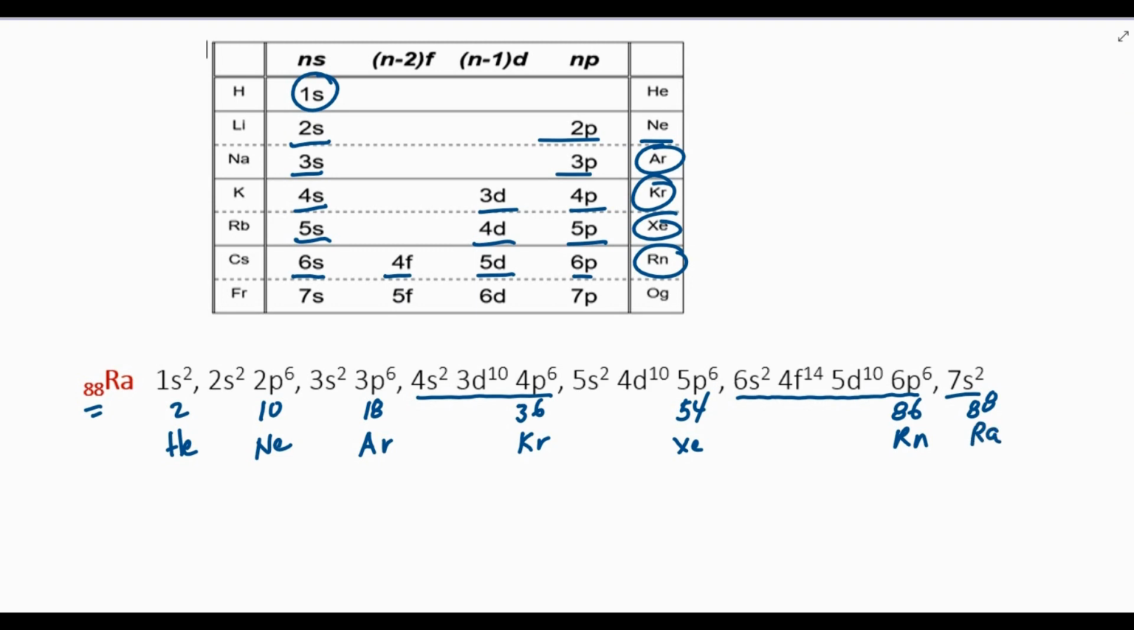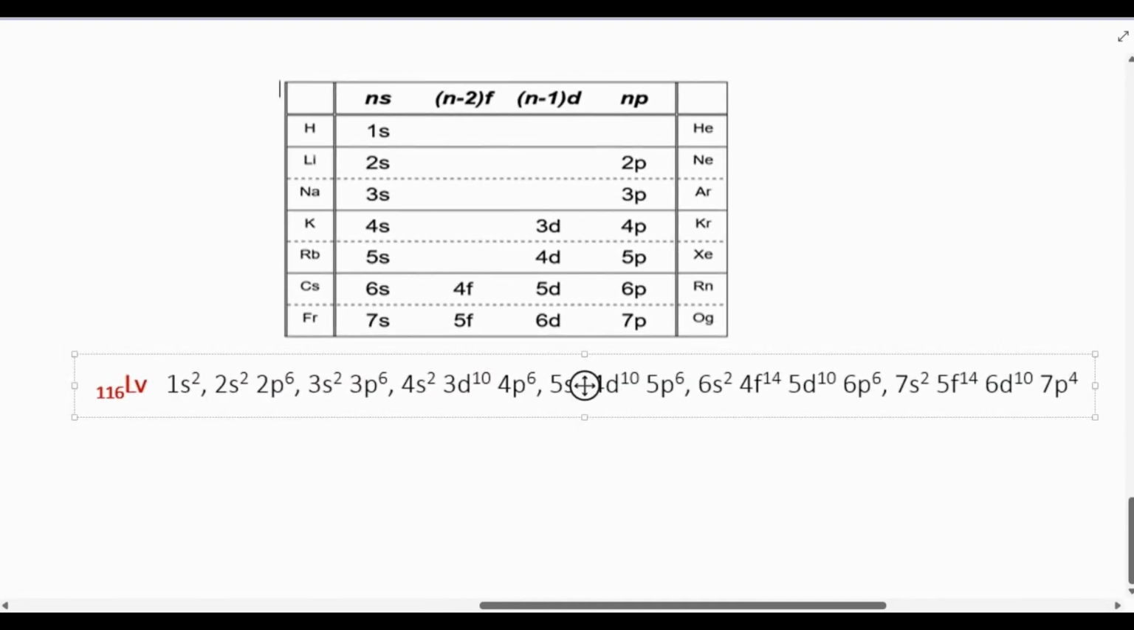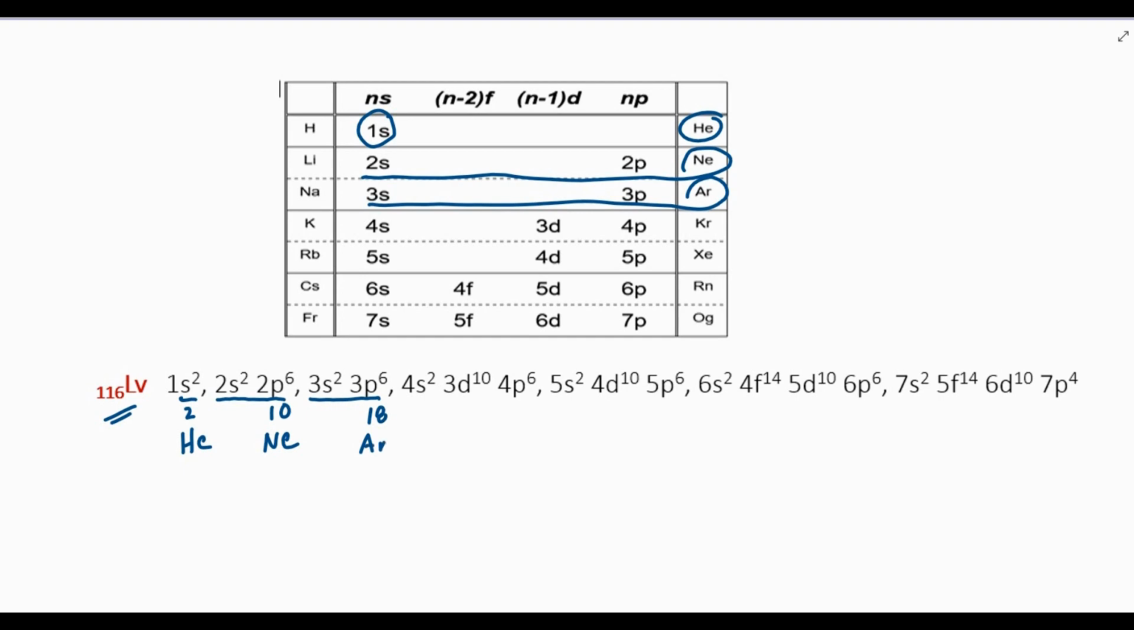Let's try one more. Let's say you had to write the electron configuration of livermorium with 116 electrons. We can count it out, right? The first shell, 1s2, 2 electrons, that's helium. The second shell, 8 electrons more, brings us to element number 10, which is neon. The third is like the second, 3s2, 3p6 is 8 more, that's 18 electrons, that is like argon.